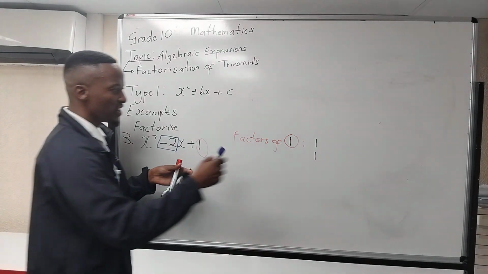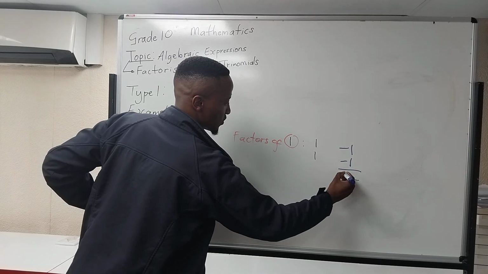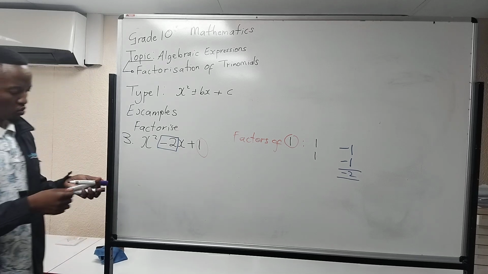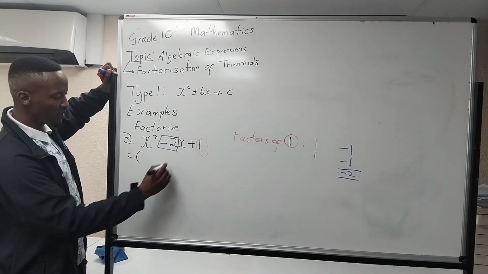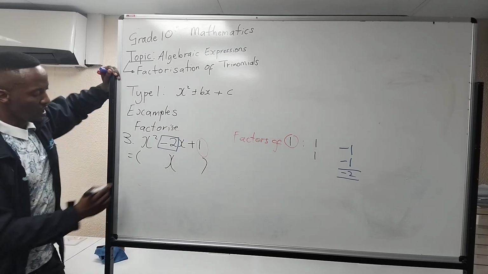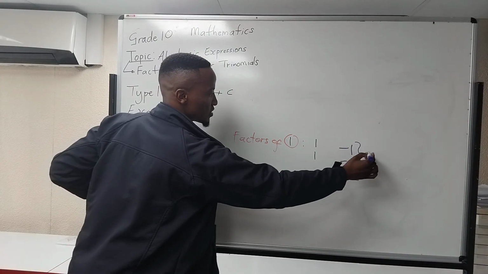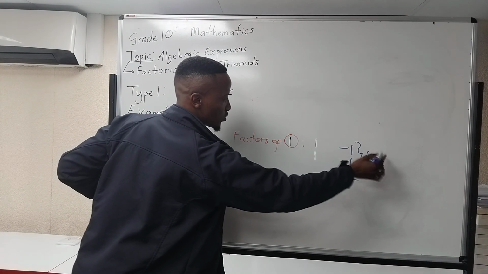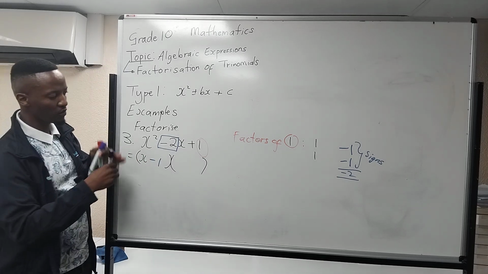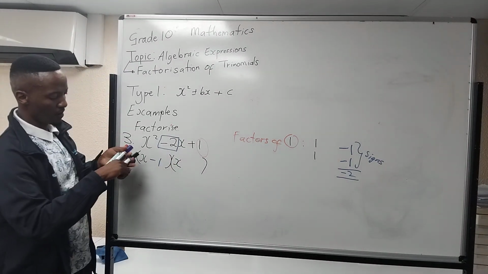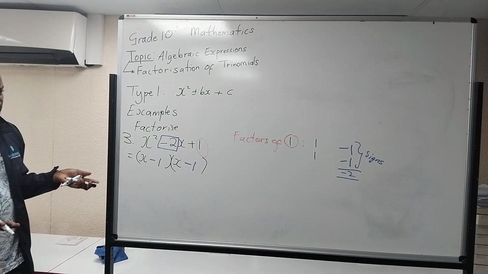We have -1 and -1, which will give us -2. Then we have to complete the brackets according to step 3. Step 3, x. The issue of the signs, like we said, is very important. These signs will go to our brackets. x minus 1, and then we have x minus 1. Step 1 and step 2 are completed.